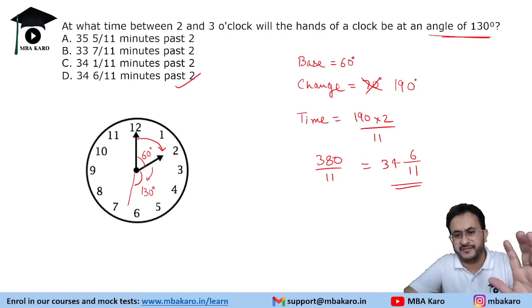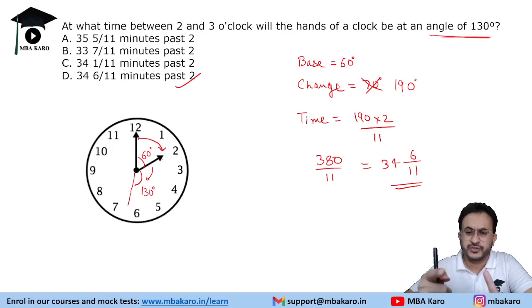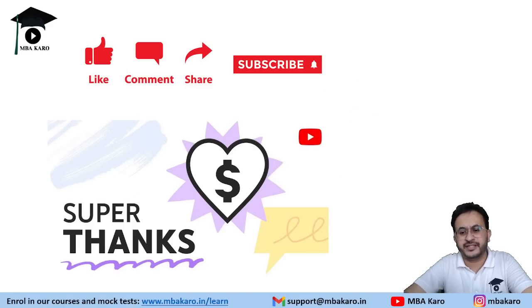So no matter whether they give you opposite, whether they give you right angle, whether they give you together, or they give you any angle, you can solve those questions. You just need to find the change in angle, right? Base angle, of course, you have to start from the base angle, then only you can find the change in angle. Change in angle, multiply by 2 by 11 and you get your answer by adding to that base time that is given to you.